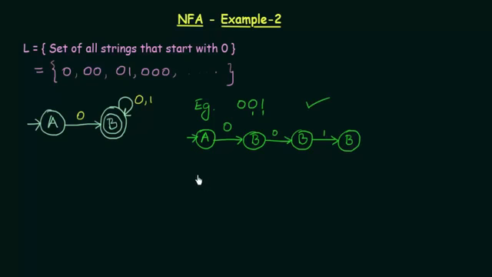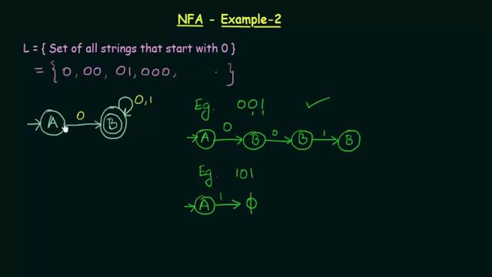Alright, now let's take another example. In this example, let me test the string 101. I always start with my starting state, which is A. A, on getting input 1, where does it go? On getting input 1, A does not have a place to go, so it goes to phi. I will represent it by phi. A does not have a place to go. It does not go anywhere.